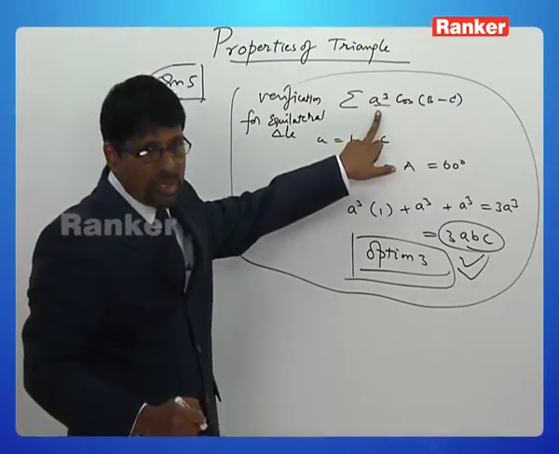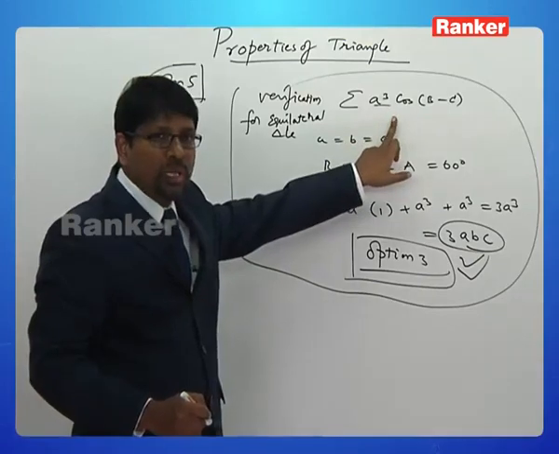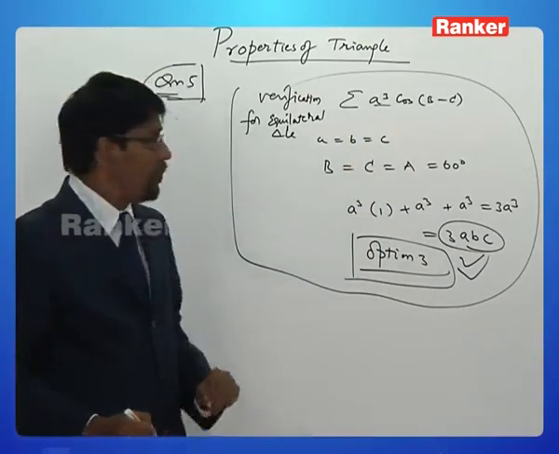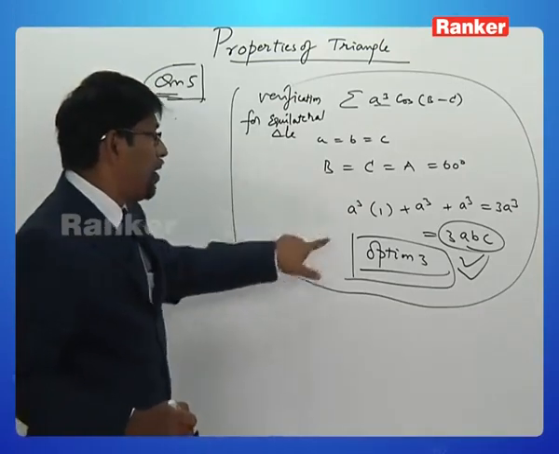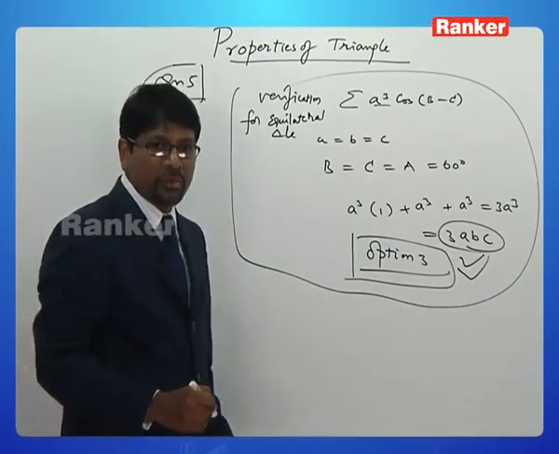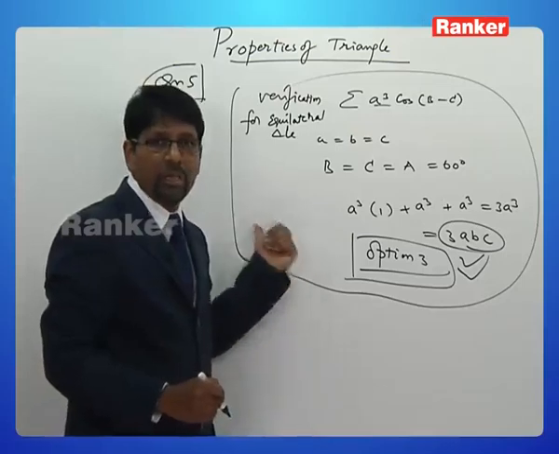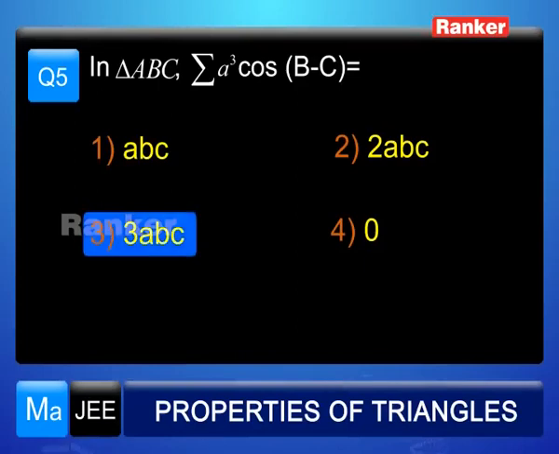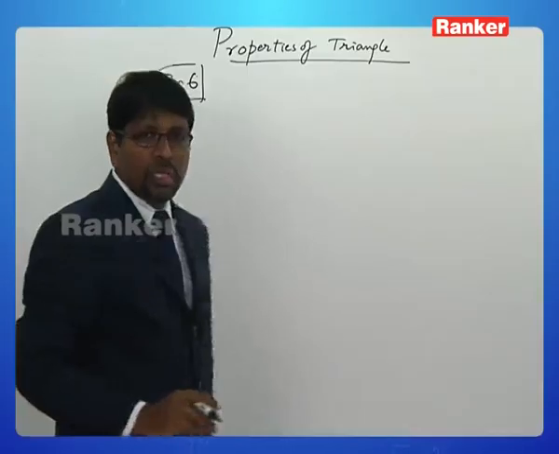a is equal to 2R sin A, b is equal to 2R sin B, and c is equal to 2R sin C, and done. Okay. So anyway, that comes out to be 3abc. So here we will save time by verifying for equilateral triangle. So option 3 is the right answer. Let's move to the next question.